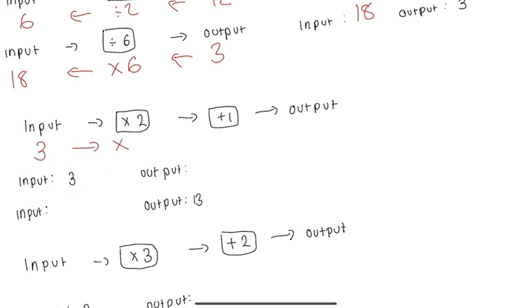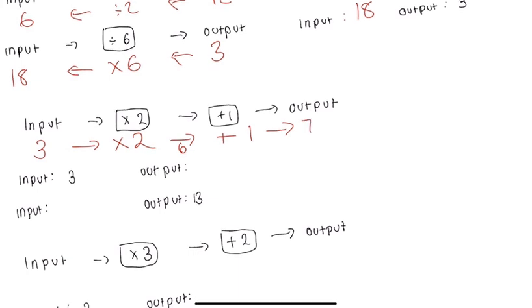I'll do 3, and then my function machine says I've got to times it by 2 and add 1. Now 3 times 2 is 6, so at this point I've got 6. And then I have to add 1 onto that. So that gives me 7. So you can see how I'm just doing 2 things. So I times it by 2, so I've got the answer. I then add that 1.